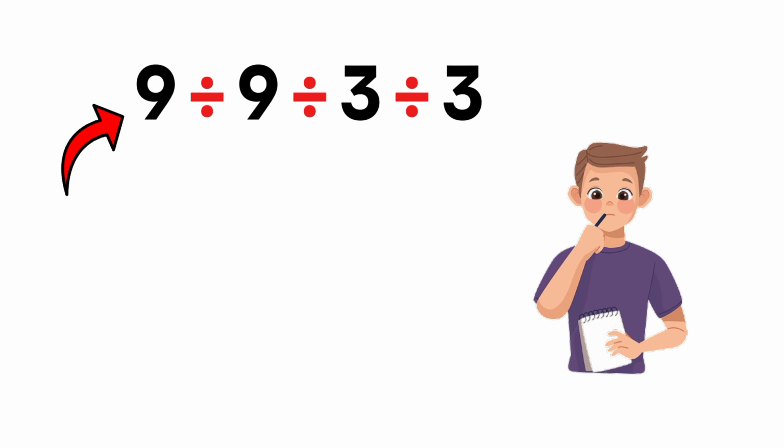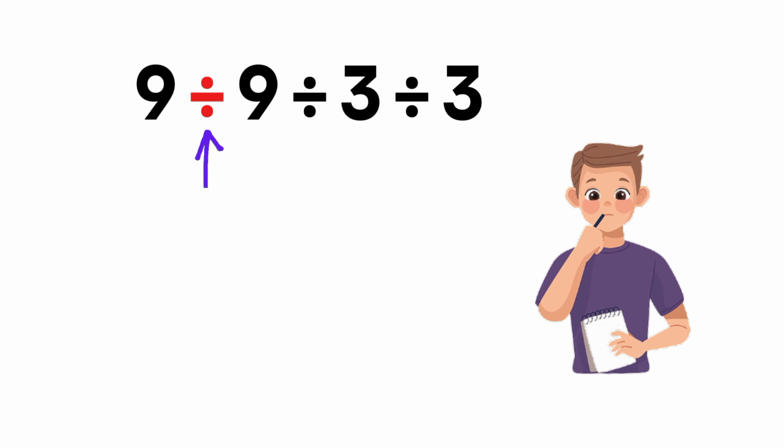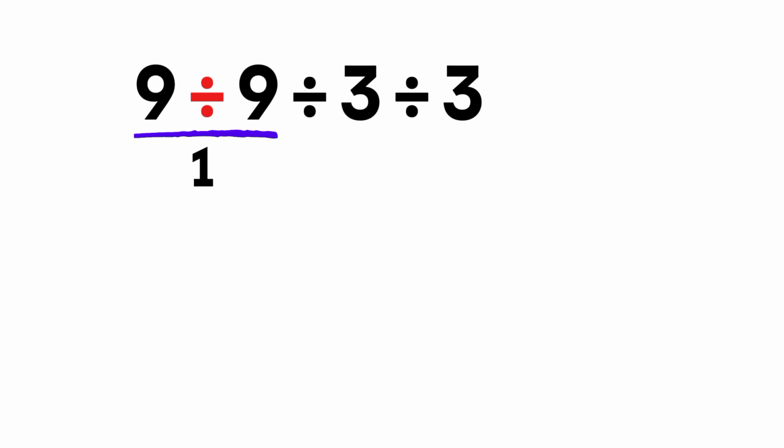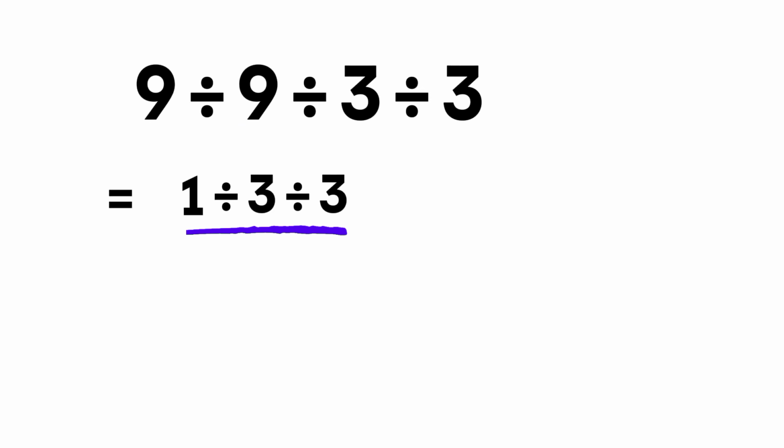So let's begin. Step 1. Start with the very first division. 9 divided by 9 equals 1. Now the expression becomes 1 divided by 3 divided by 3. This is where things start to twist a little.